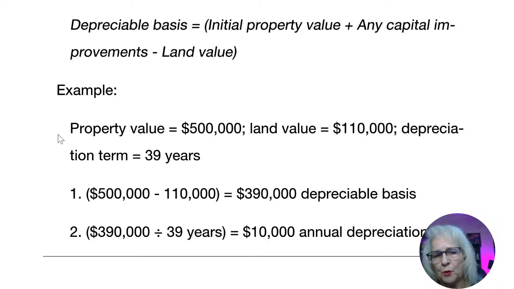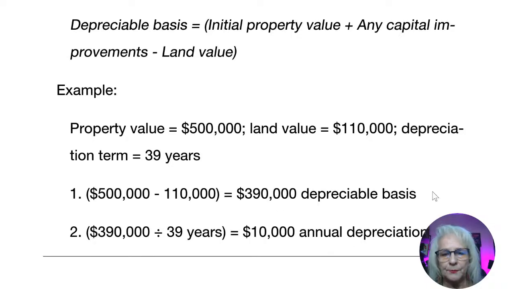So an example here: the property value is 500,000, the land value is 110,000, and the depreciation schedule term is 39 years. So let's calculate it. 500,000 minus 110,000 for the land. It's only the improvements that get depreciated. So the improvements are valued at 390,000. That's the basis that will be depreciated by the accountant that is allowable by the IRS.